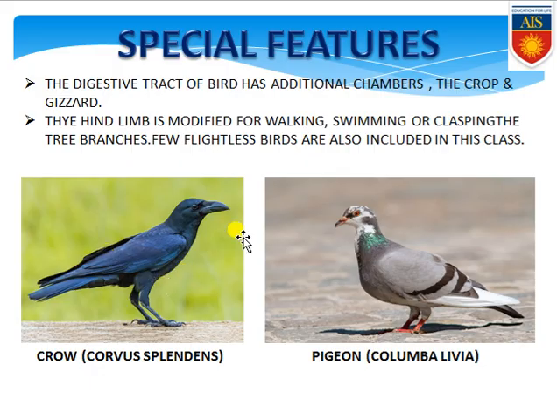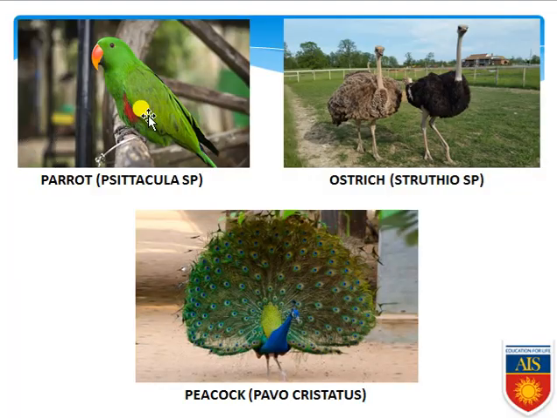So here you can see the photograph of the crow, Corvus splendens, and pigeon, that is the Columba livia. We are all familiar with these two organisms. Next, parrot, Psittacula sp., that is also known to us. This is the ostrich, that is the runner bird, a ratite, Struthio camelus is the scientific name.